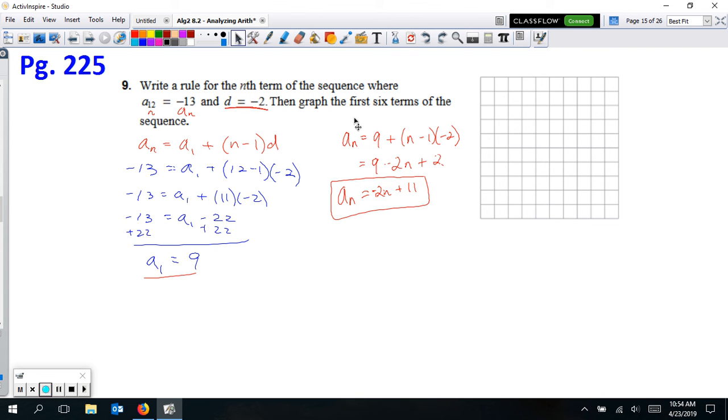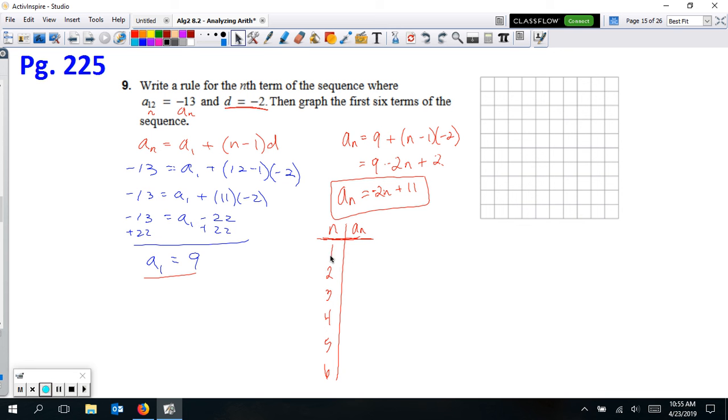And then it says to graph the first 6 terms. So we can do a little table of values here for this. It's like an x and a y t-chart. Remember, n would be considered x, a of n is the y. And so our first 6 terms, we know what to use for n over here. It's just 1 through 6. So it's just number 1 through 6 for the first 6 terms on the n, that we're going to plug those in. Now our first number we know is 9.